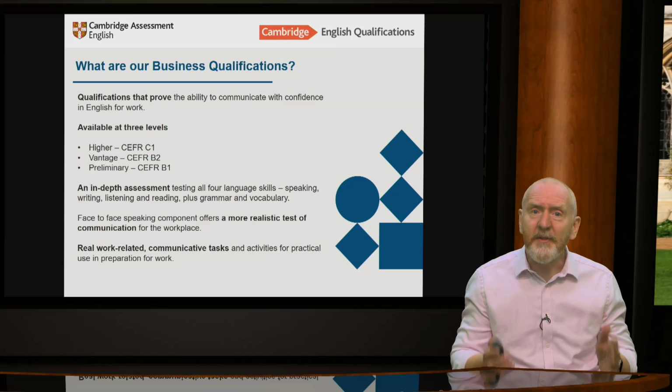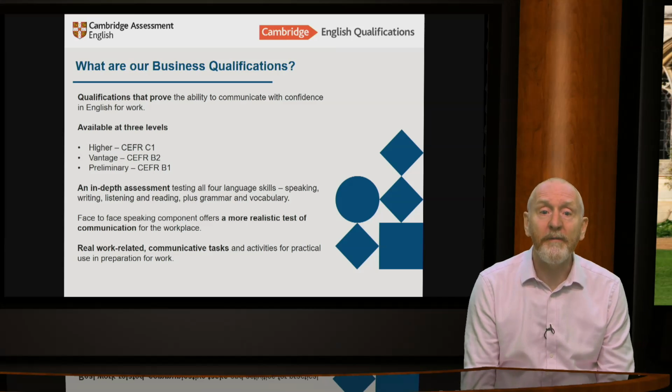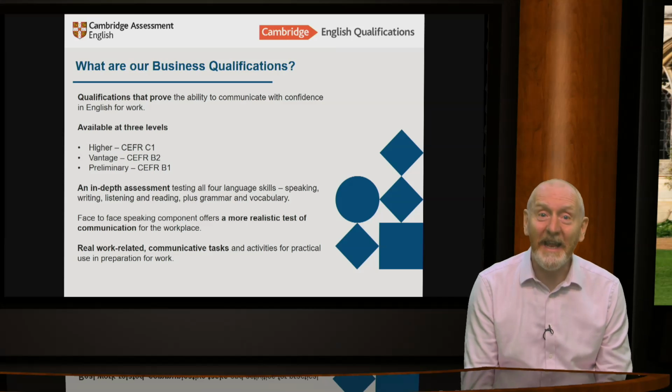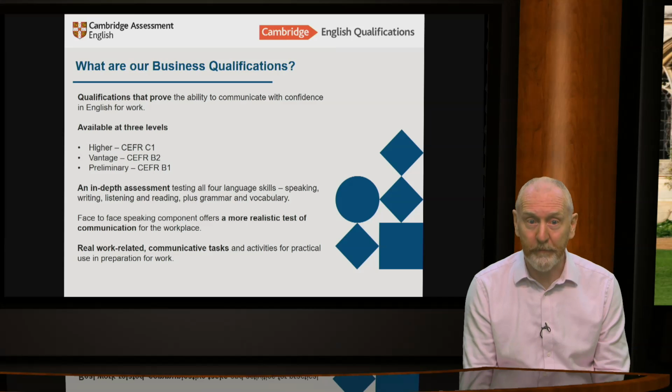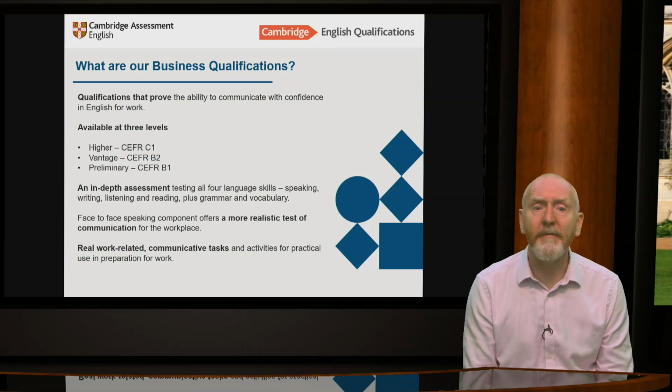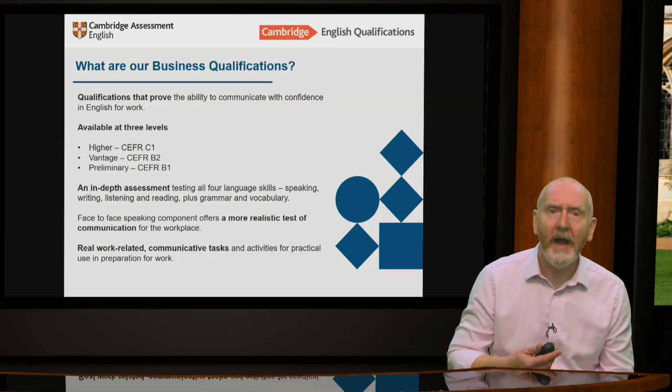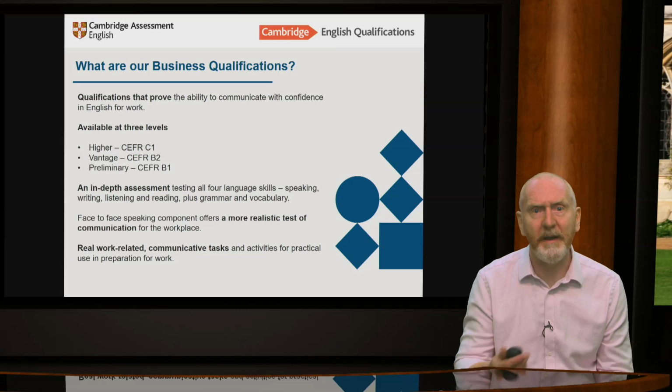So the business qualifications prove the ability to communicate with confidence in English at work. The qualifications are available at 3 levels: preliminary, Vantage and higher. I'll explain how those 3 levels work in a little bit of detail later.